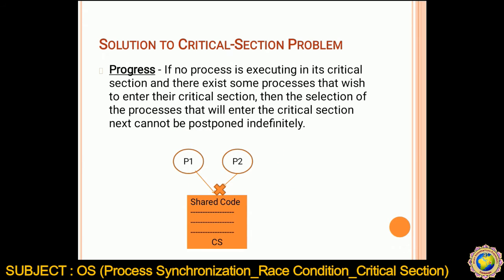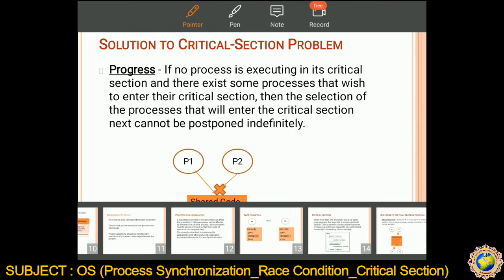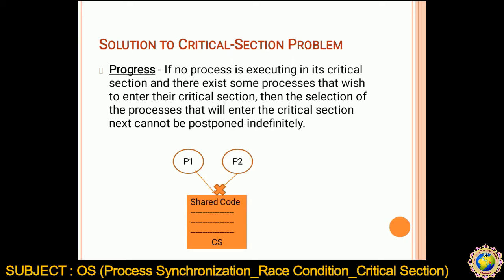In simple words, if among two processes any process wants to execute its code whenever the critical section is empty, or there is no process in the critical section, then of the two available processes, the selection of the process that enters the critical section next is not postponed indefinitely. This is called progress.